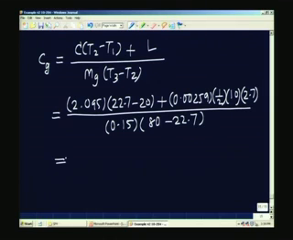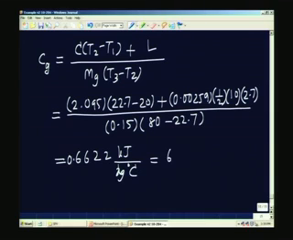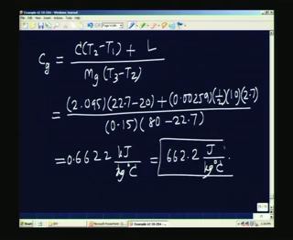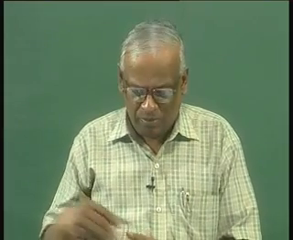This gives a value of 662.662 kilojoules per kg degree Celsius, or 662.2 joules per kg degree Celsius. This is the value. So the glass beads, which is the solid taken in this particular case, has about 662.2 joules per kg degree Celsius as the specific heat.